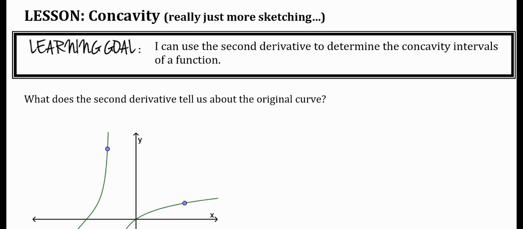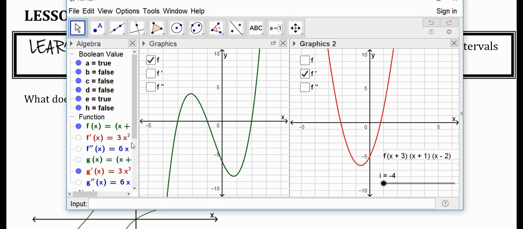And spoiler alert here, it has to do with the second derivative, which we've talked a tiny little bit about, but that's just when you have a function, you take its derivative, and then you take the derivative of the derivative. That's all that is. So let's take a look at what that means. We're going to look at a demo, so you don't have this. You're just going to watch for a minute.